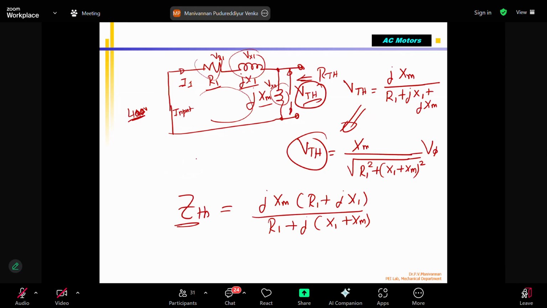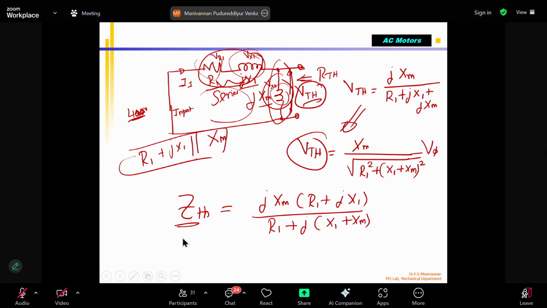In that case, we can see that this impedance and reactance are in parallel. These two are in series, correct? R1 and jX1 are connected in series, and together this and this are in parallel. That is, R1 plus jX1 is in parallel with XM. That is what the Z Thevenin is. So in order to find it, we can use this formula.